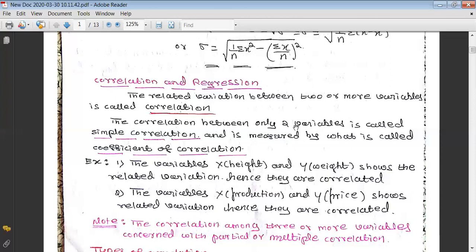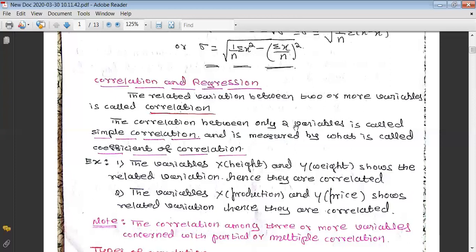That means as x changes, it leads to a change in the variable y. Hence, we say that the two variables x and y are correlated. Not only increasing, if height decreases, obviously the weight also decreases. In both cases, the change in one variable leads to a change in the other.